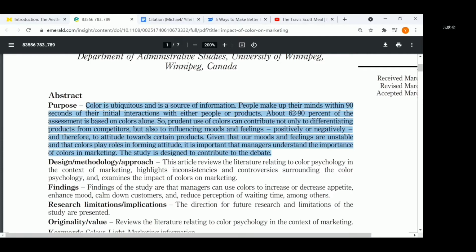It is important that managers understand the importance of colors in marketing. I think because of the Jambre's definition about online video platforms, that online video platforms is a kind of business model. I think we could also consider that our online videos are products. And if we want our products to be popular, we need to use suitable color in our videos to make our videos as attractive as possible.